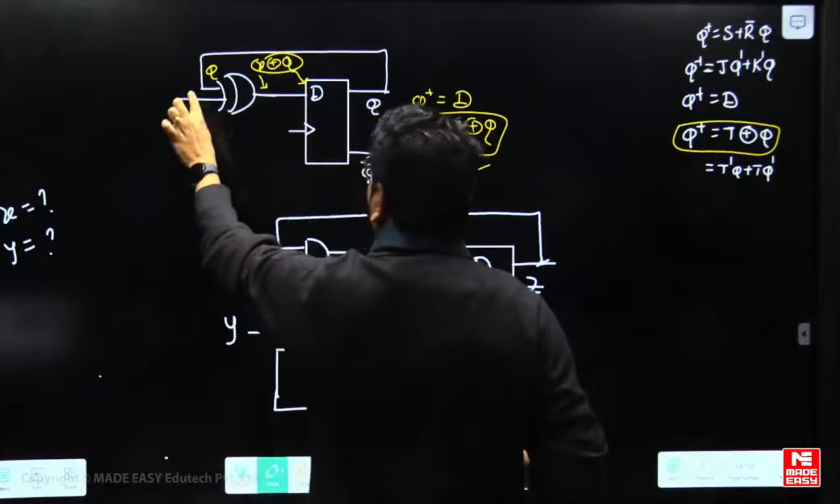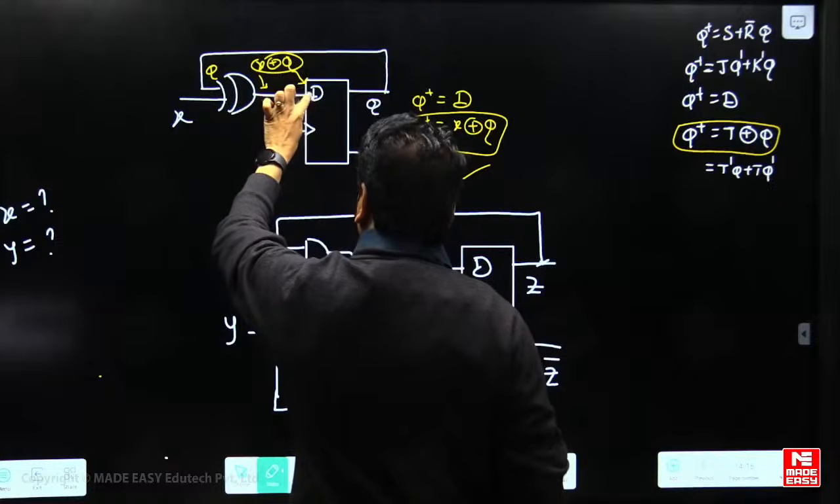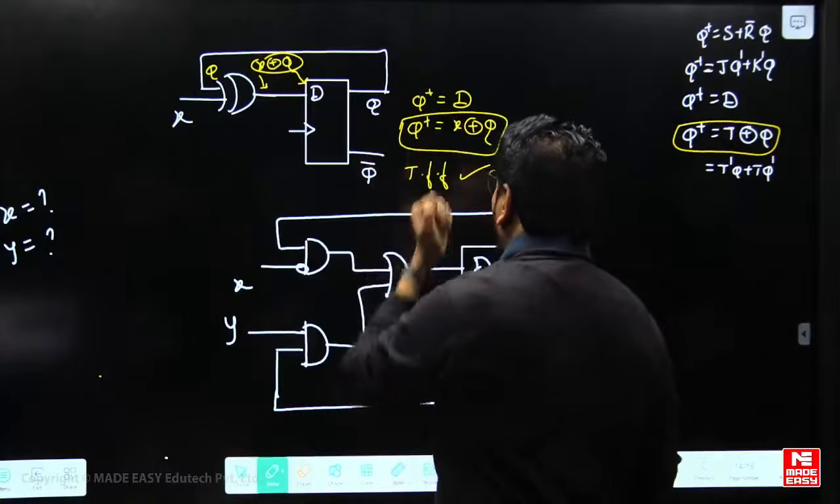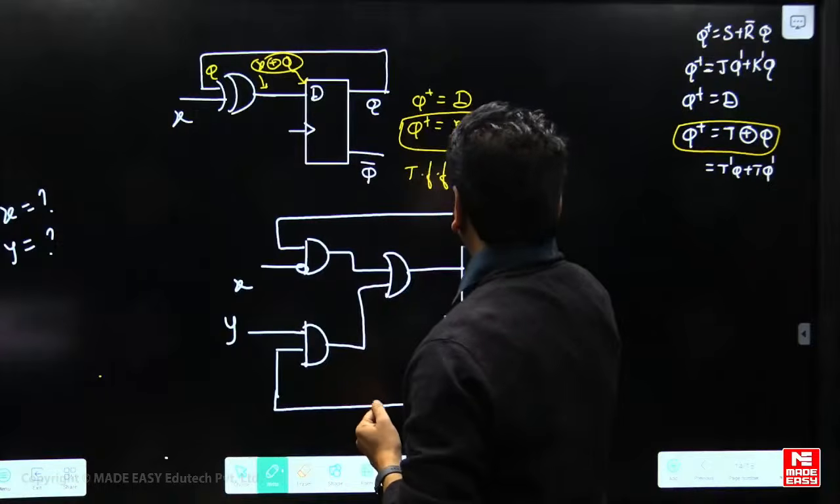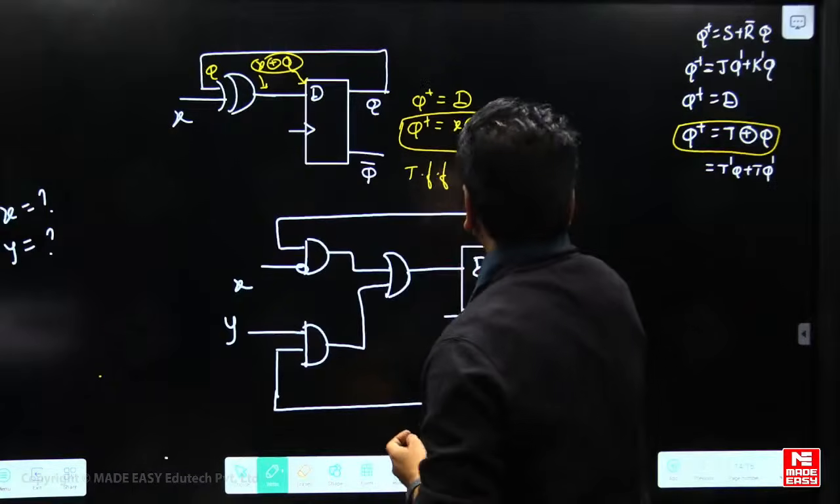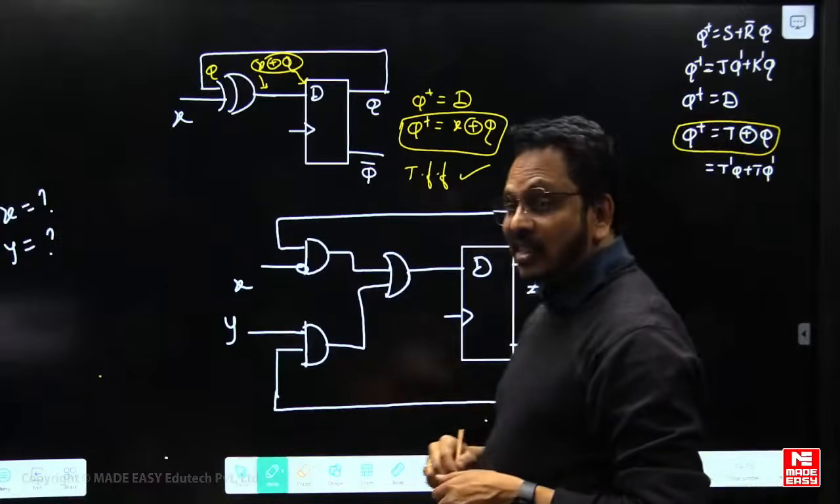This one, how do you handle? You wrote the equation X XOR Q, which is the expression that we are applying to the D. For the D flip-flop, whatever the input is, it only comes at the output. So that expression is X XOR Q, and this matches T XOR Q. That's why that is a T flip-flop.